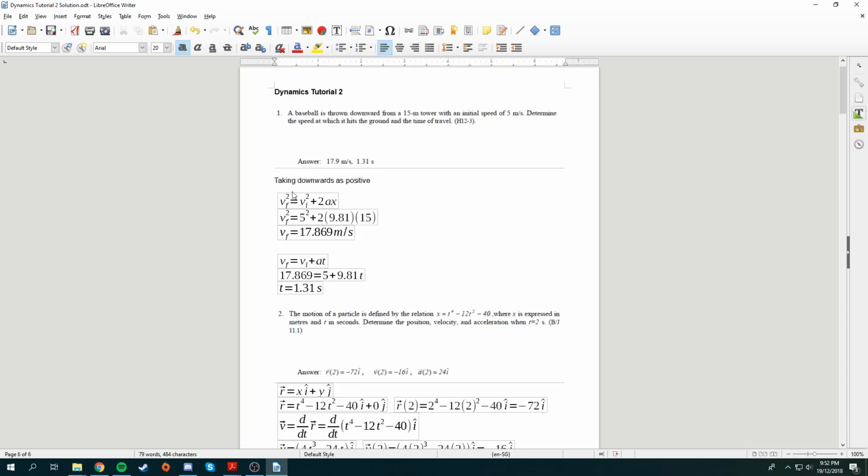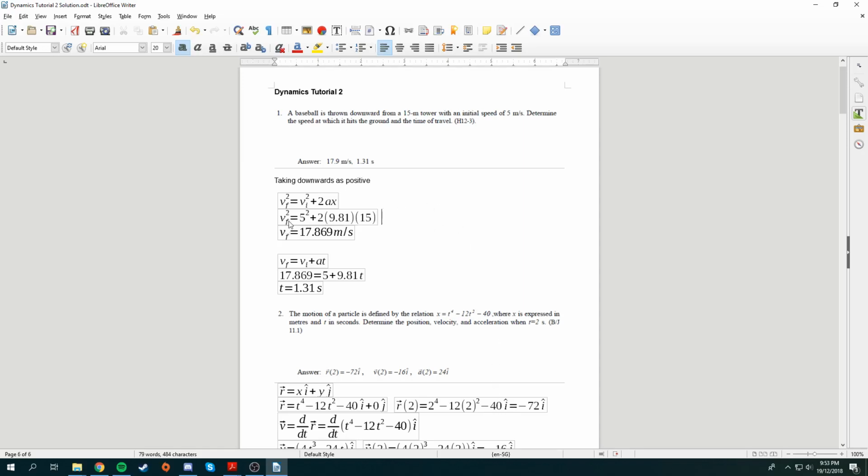This is also known as a no-time equation. Velocity final squared is equal to velocity initial squared plus 2 times acceleration multiplied by the displacement. So we have the displacement, we have the initial velocity. I'll take downwards as positive, as the baseball will be traveling downwards and it makes calculation a lot easier.